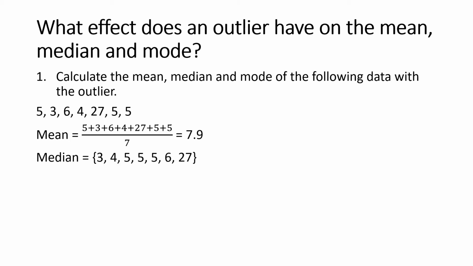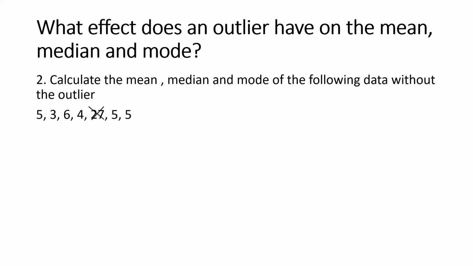Now let's calculate the median. Remember, you must put your data from smallest to largest first. Once you have done this, you will see that the median is 5. Now let's have a look at the mode. The mode is the most occurring piece of data, and in this data set, it is 5.